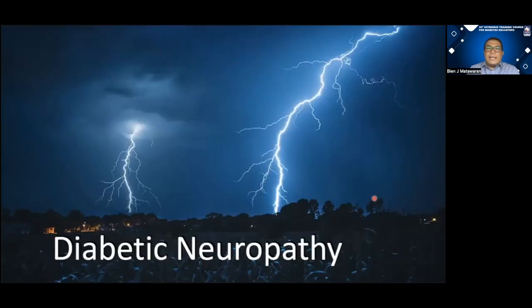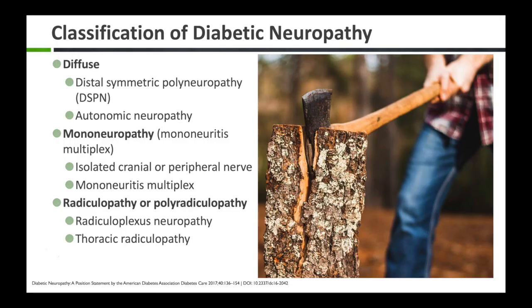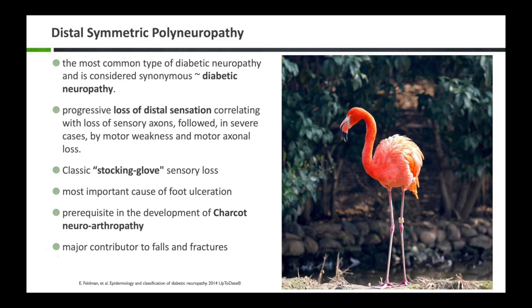So last is diabetic neuropathy. Diabetic neuropathy is a very heterogeneous complication of diabetes. It is actually the most prevalent chronic complication of diabetes mellitus. If you look at how we classify diabetic neuropathy, it may present as a diffuse neuropathy, a mononeuropathy, or a radiculopathy. The most common is your distal symmetric polyneuropathy.